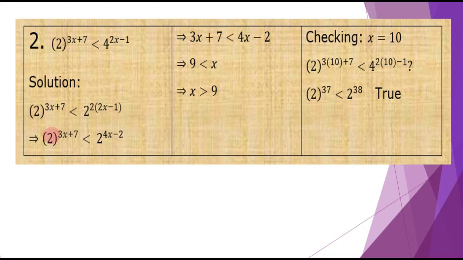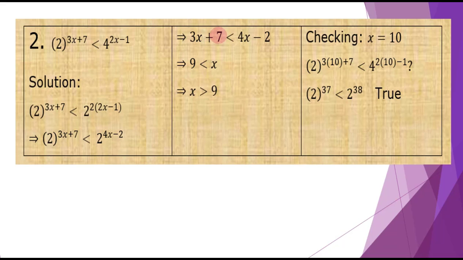In this case, we just have to copy. Then here, copy 2, but distribute the 2 in the exponent. 2 times 2x is 4x. 2 times negative 1 is negative 2. So we now have an exponential inequality in which they have the same base, 2, and different exponents. So in this case, we write 3x plus 7 is less than 4x minus 2.